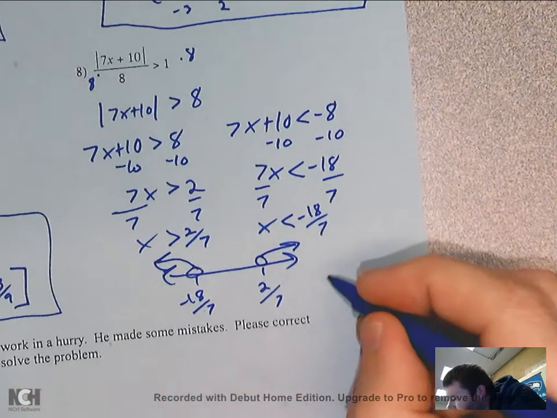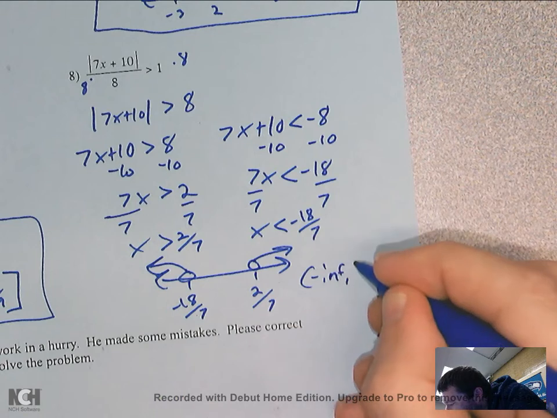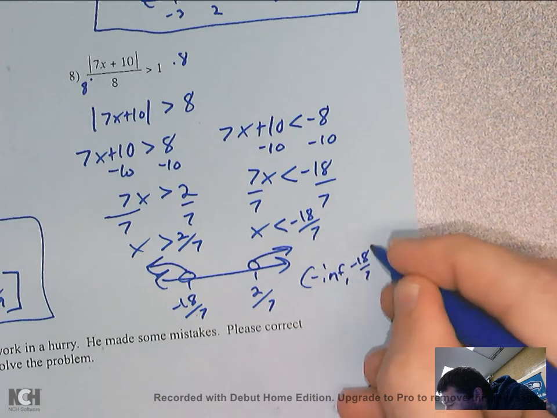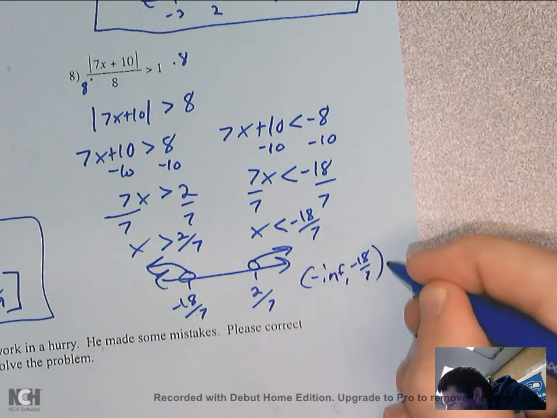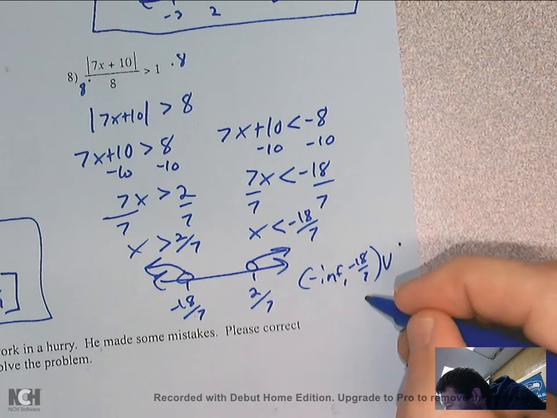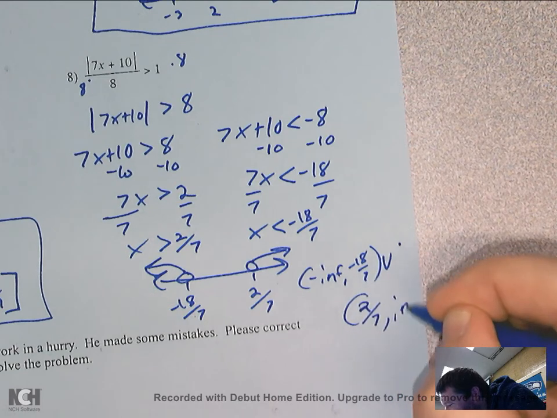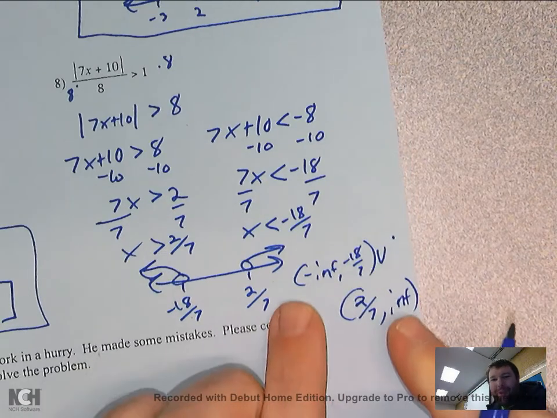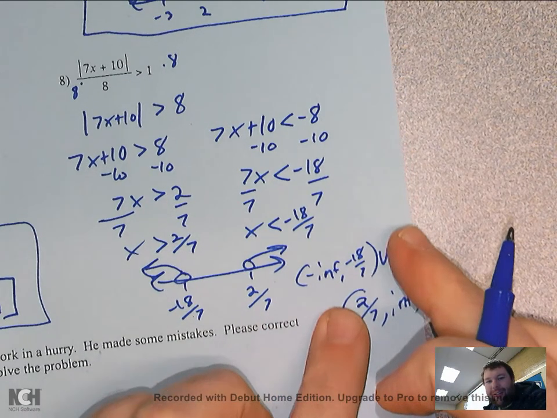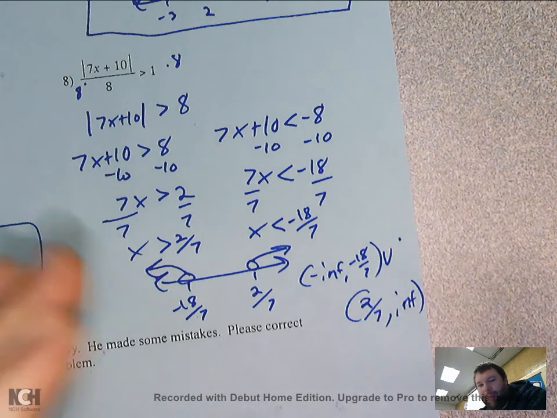So then I'd have the least number would be -infinity, then -18 over 7, then a union, and you shouldn't do this, but I'm going to do it, because I'm writing in pen, 2 over 7, infinity. Leave yourself enough room. Those really need to be right next to each other, or they'll be wrong, because it all has to be basically one thing.